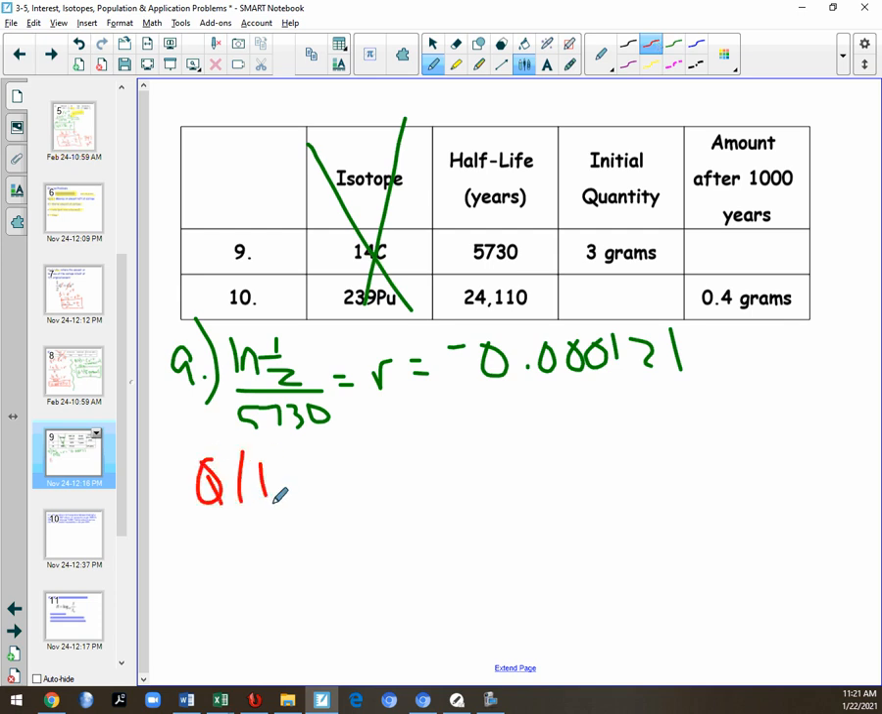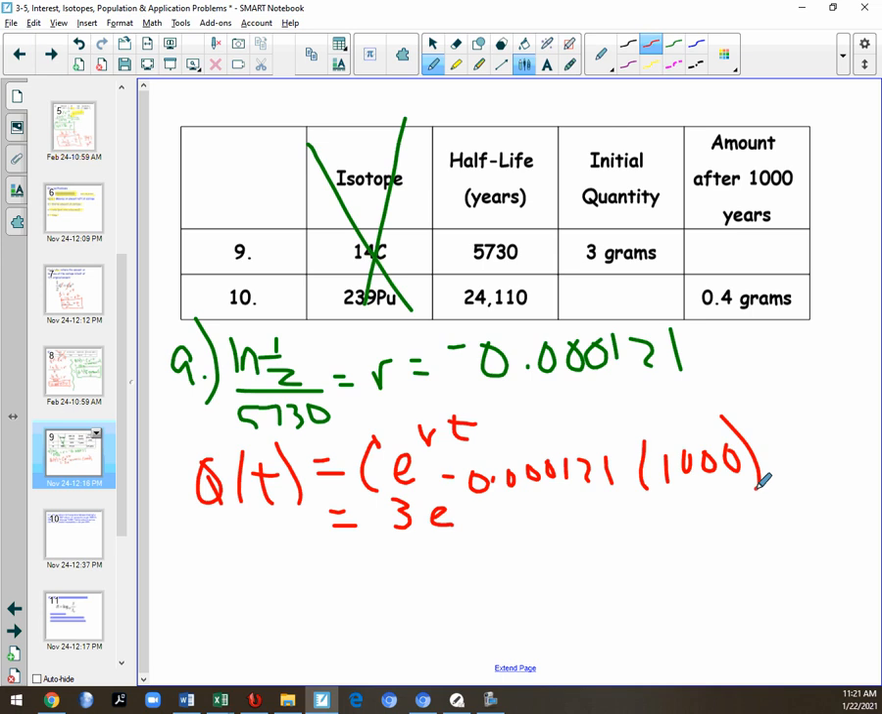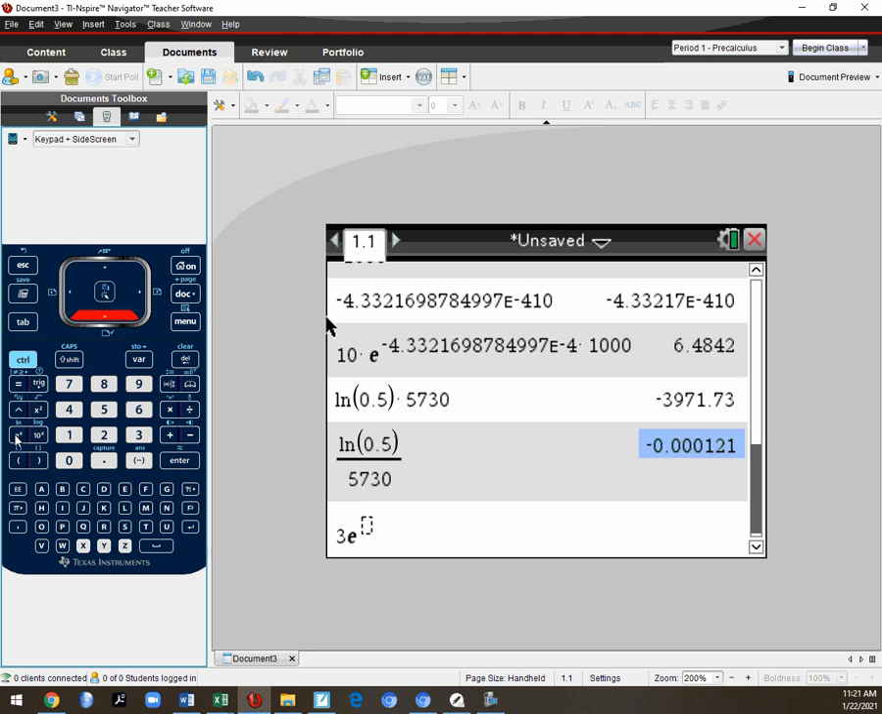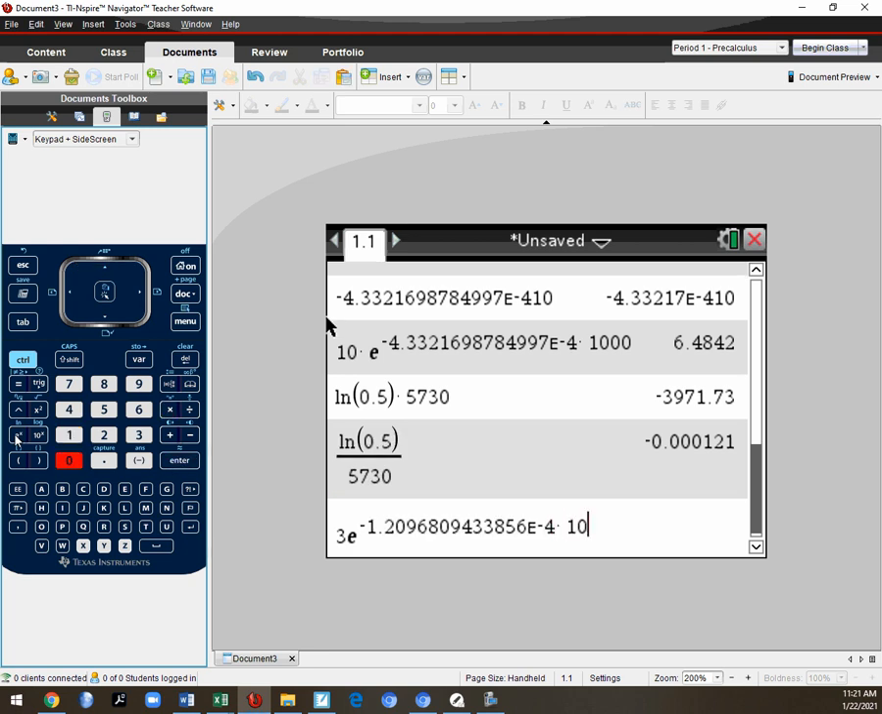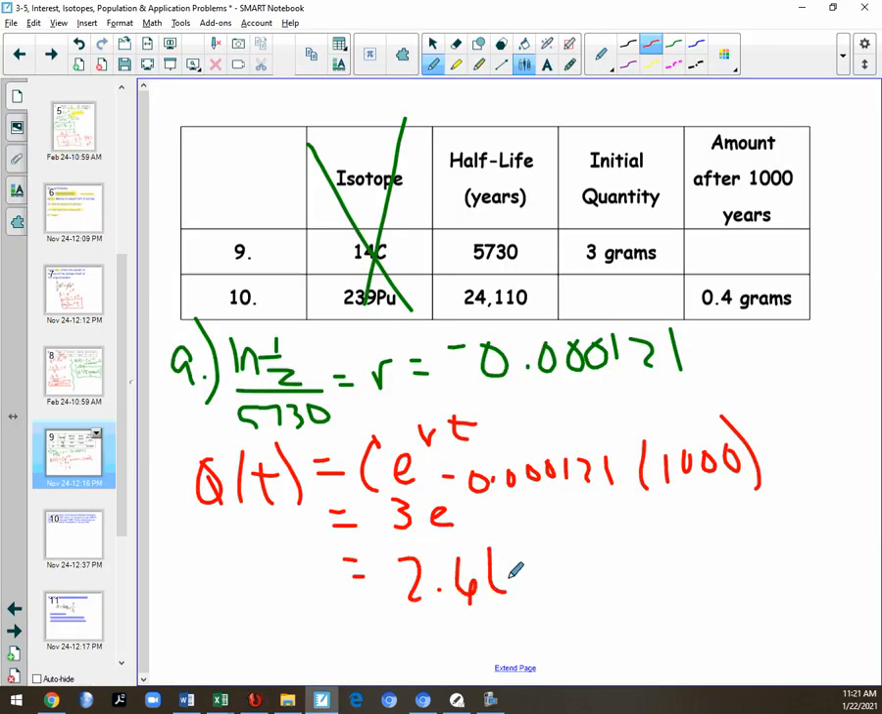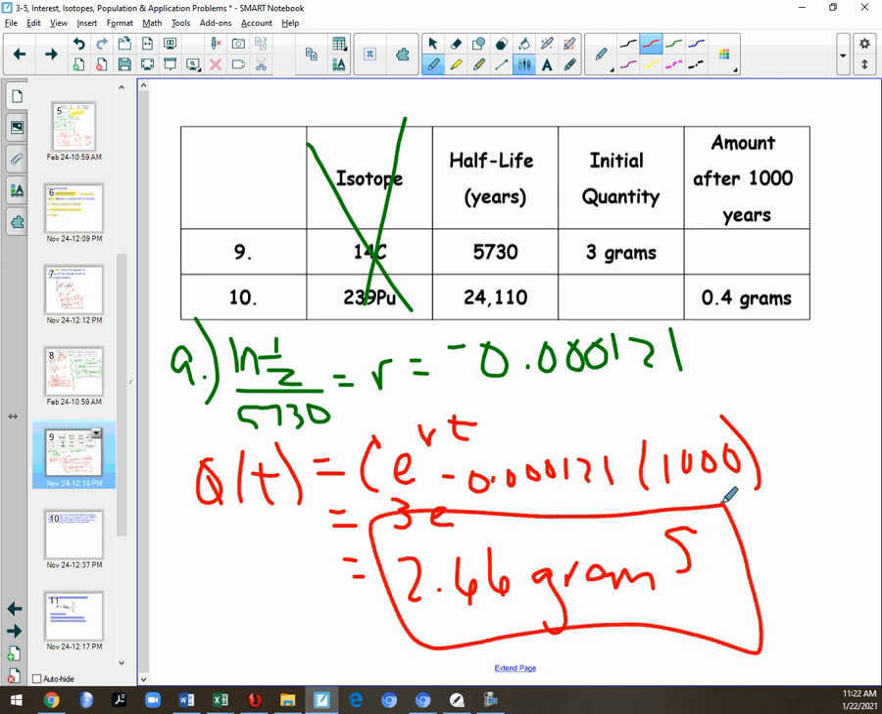So Q of T is equal to P e to the r t. The initial amount was 3 grams. My rate is negative 0.000121 times 1,000. So come over here, 3, grab my e to the x, arrow up and grab this decimal, and multiply that by 1,000. So the amount that I'm going to have after 1,000 years is 2.66 grams. Now you guys are going to do number 10 by yourself.